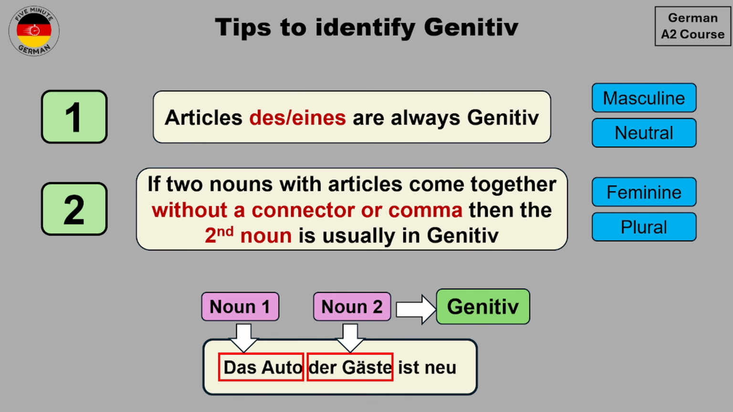So using these tips, you can identify the genitive in a sentence. And this is important for you because in the A2 exam, it is possible that they use the genitive in the question. So if you know how to identify the genitive case, then you will be able to understand the question properly and also answer it. So keep these tips in mind so that you don't make a mistake in the exam.